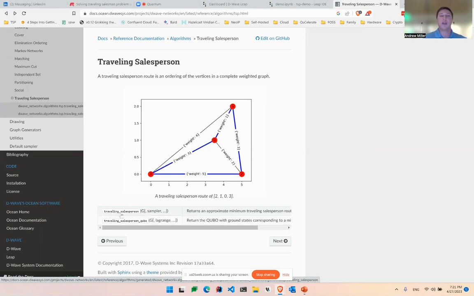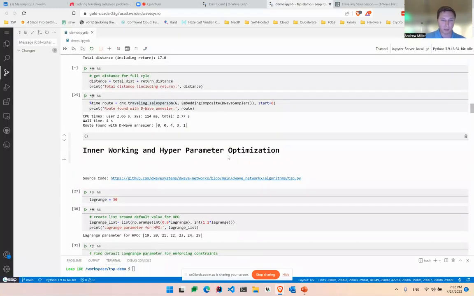In reality, the API that you're given is such that as long as you know how to pack your problem in a graph and pick some sensible Lagrange multipliers, you can send it to the machine without having any knowledge of qubits or any of that. But under the hood, what this traveling salesperson program actually does is invoke the traveling salesperson QUBO method. And I wanted to show you that.